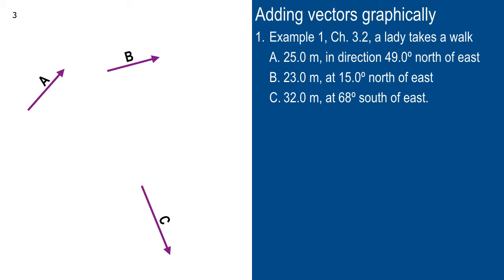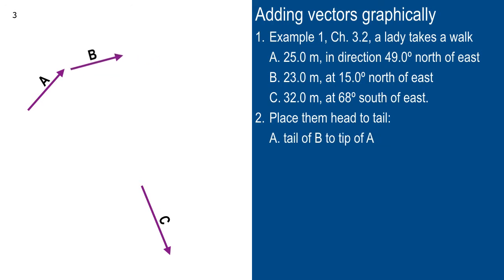The main tactic is to place them head to tail. All right. Now, here's how you do it. You take the tail of vector B and you park it over there at the tip of vector A. Right? Just like that. And no matter what the directions are.